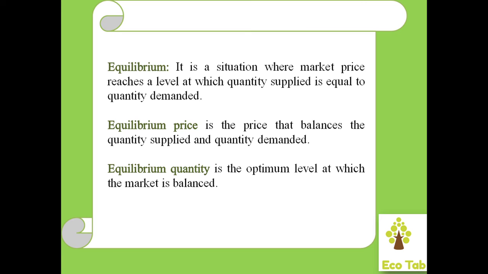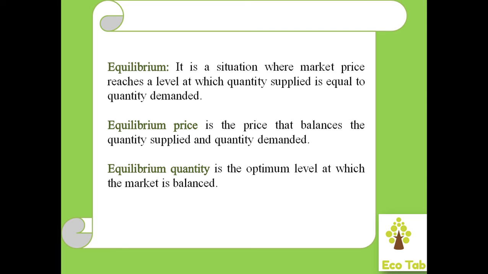Equilibrium price is the price that balances the quantity supplied and quantity demanded. This is the market clearing price. Why? Because everyone in the market has been satisfied. Everyone's willingness to buy and willingness to sell are balanced.